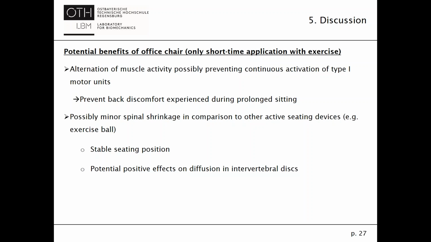On one hand, we have a stable seating posture where tilting is not possible. And on the other hand, we have oscillating muscle activation that might have a positive effect on the diffusion in the intervertebral discs, meaning that we also have phases of smaller activation of the muscles than during static sitting, and this might reduce the diffusion. But this thesis cannot be verified as we do not consider an exercise ball, and we also did not take a look at the forces in the spine.